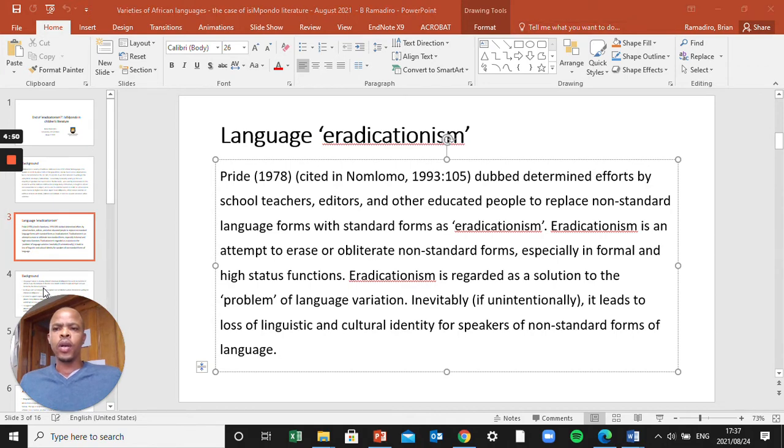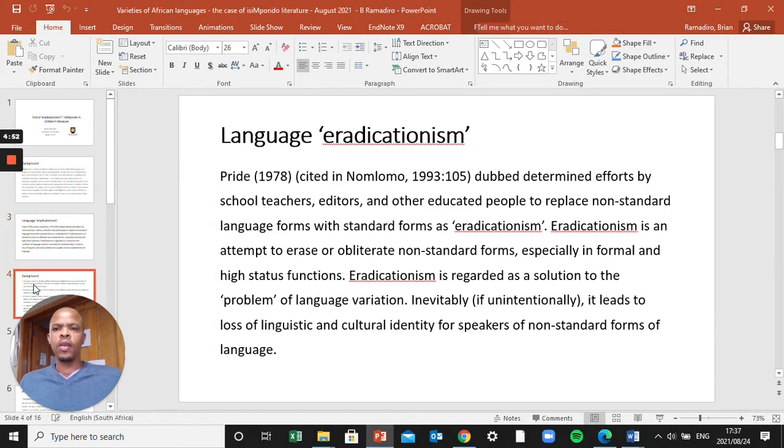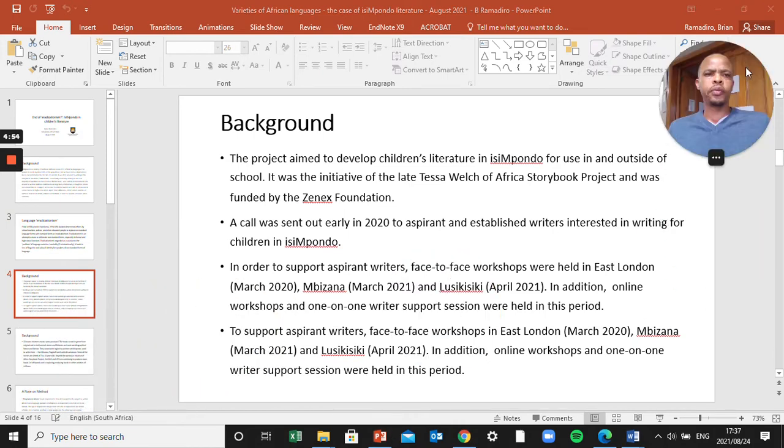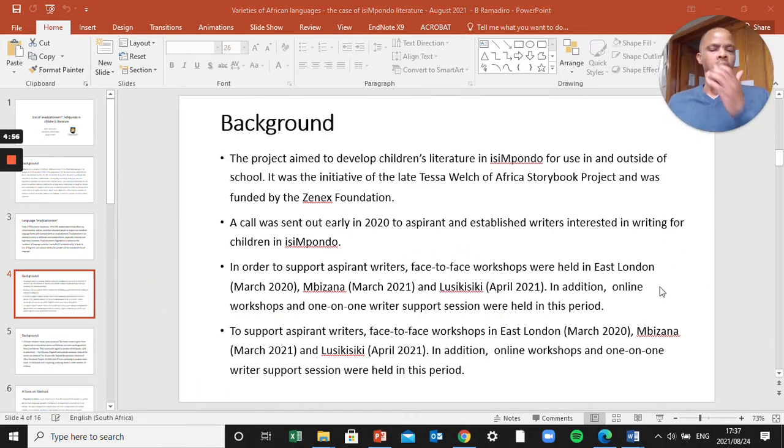Okay, some quick background on the project. The children's writing project, to write in isiMpondo in particular, was in fact an idea by the late Tessa Welch of Africa Storybook Project, which is a project of Saide. And the work was funded by Xanax.